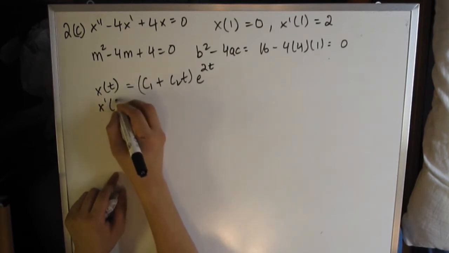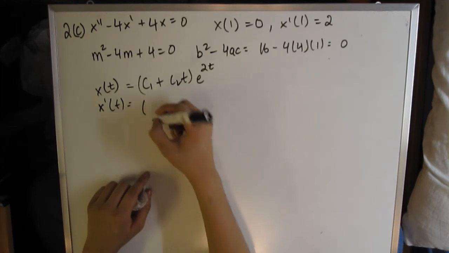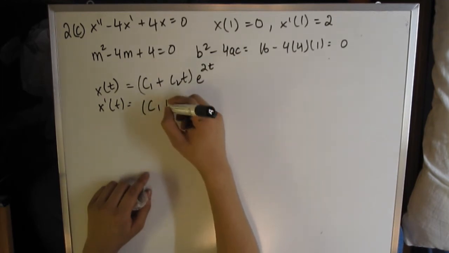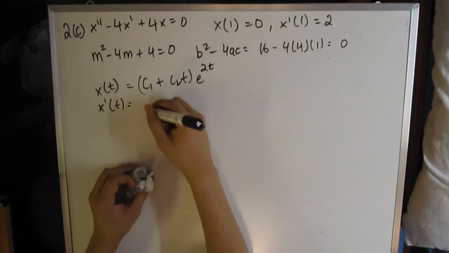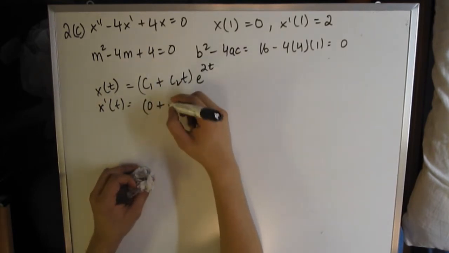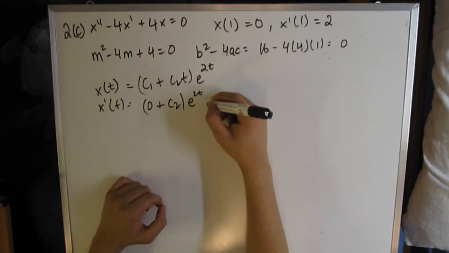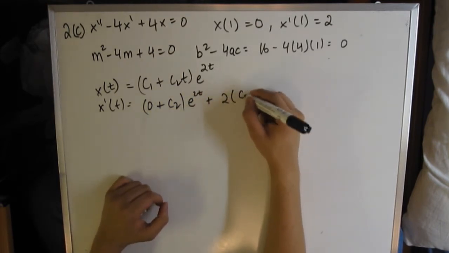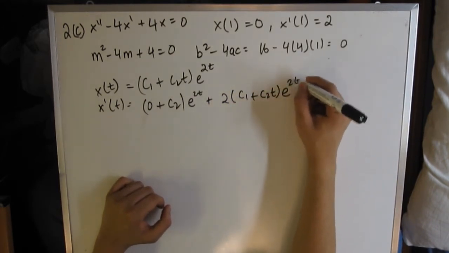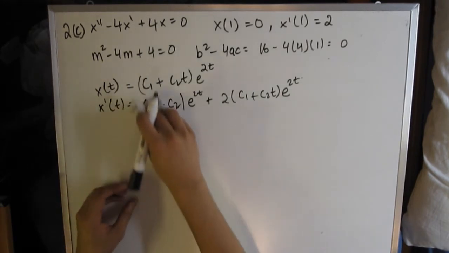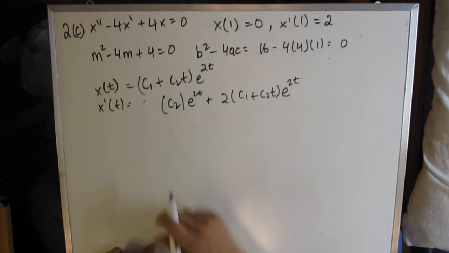And now we're going to find our first derivative of x of t. So our first derivative would be c1, sorry about that, it'd be 0 plus c2 times e to the 2t, plus 2 times c1 plus c2t, multiplied by e to the 2t. We're just going to get rid of the 0 here, so you only have a c2, and now start substituting our values in.